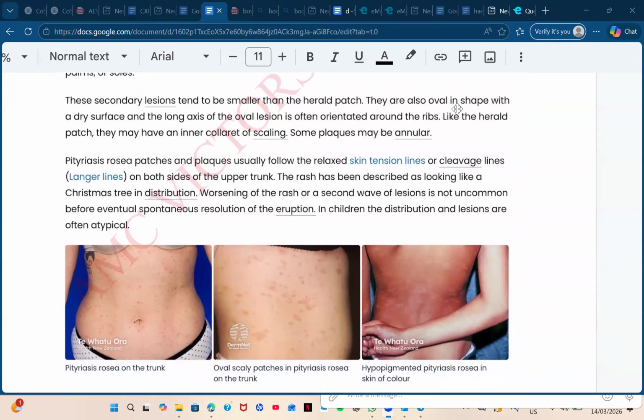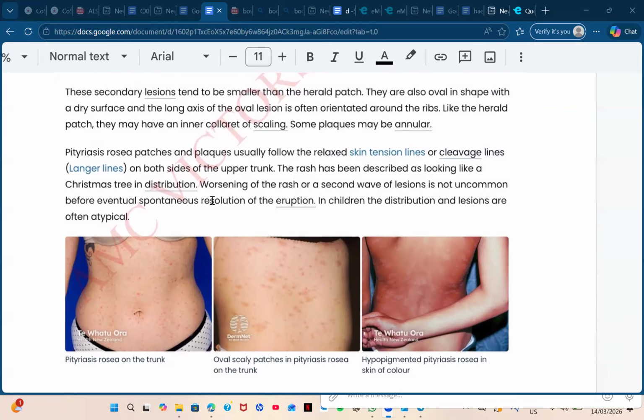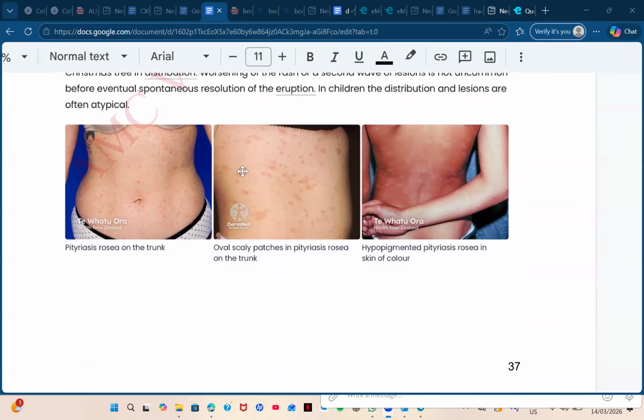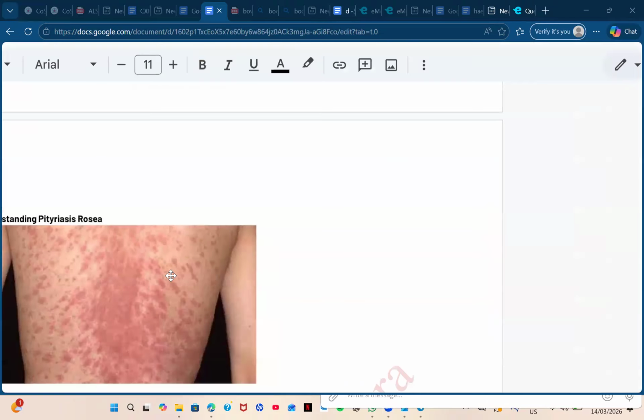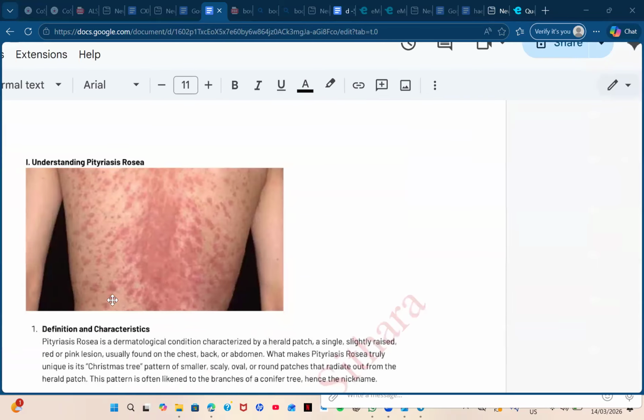They are also oval in shape with a dry surface, and the long axis of the oval lesions follows the skin lines. Here you can see oval lesions, and here we call it a Christmas tree. Here you can see the distribution. It's like a Christmas tree, right? That's why we call it the Christmas tree rash. You can see this properly here, right?